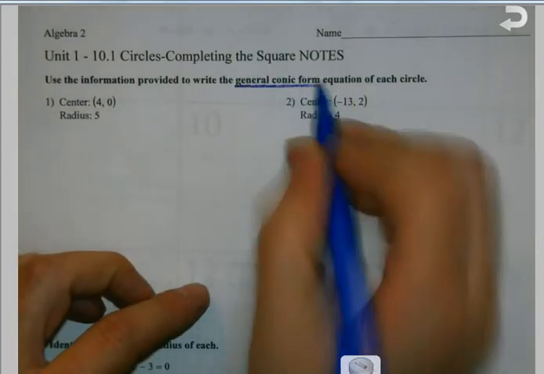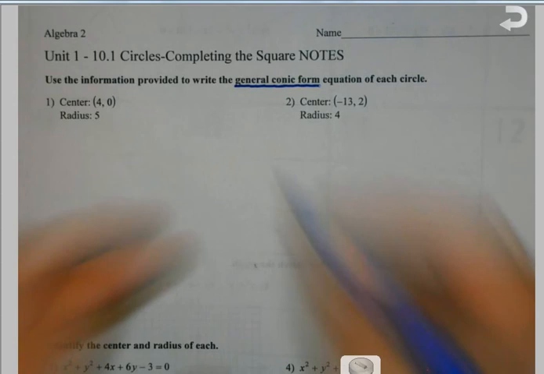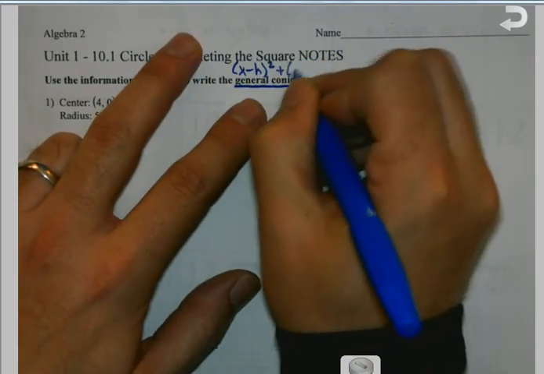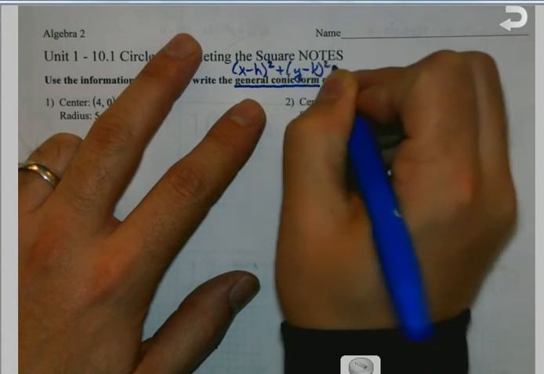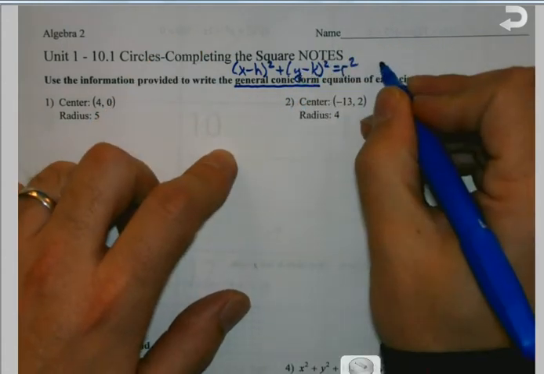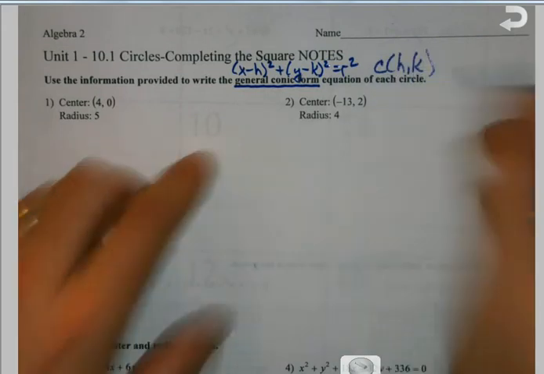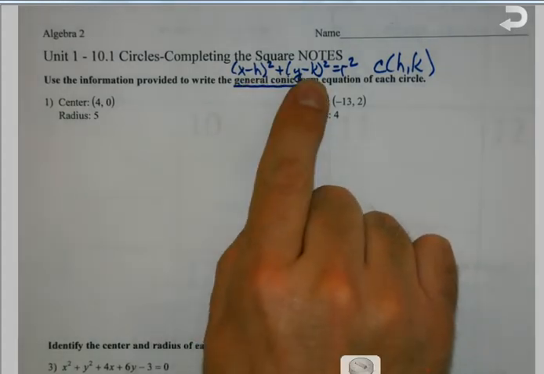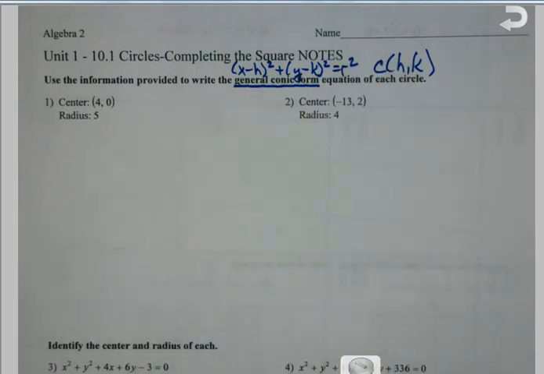When they talk about the general conic form of a circle, we've dealt with this before. It's x minus h squared plus y minus k squared equals r squared, where my center is at (h, k). We've looked at it and said it's just the opposites of both of those values. Tell me the center, and then I square root whatever the radius is. All I'm doing at the start is a little review to get my head back in gear around how these work.